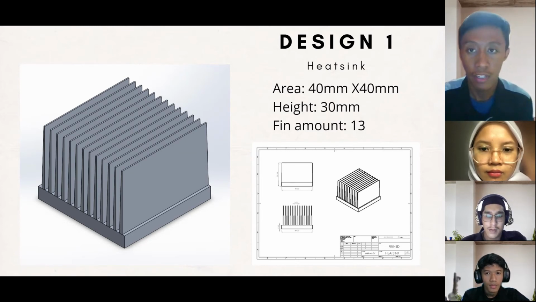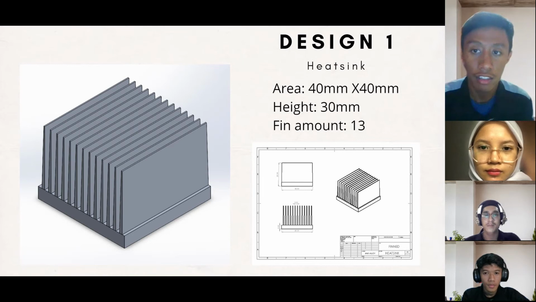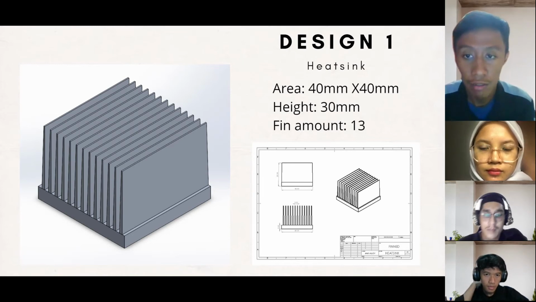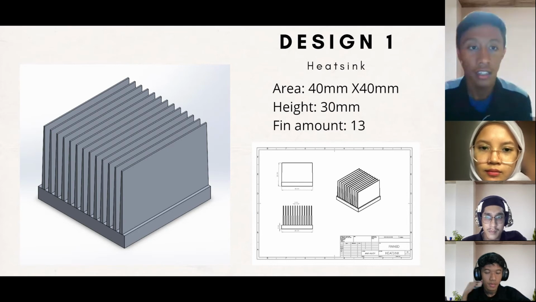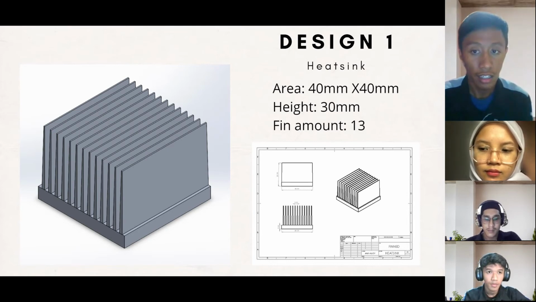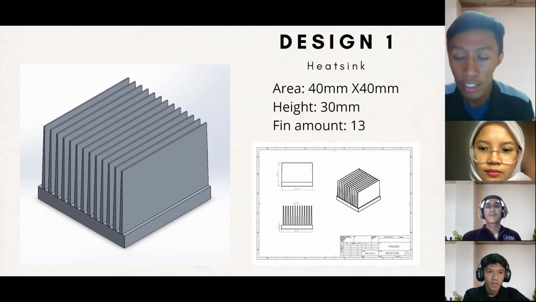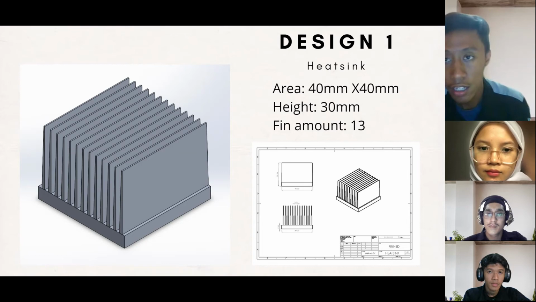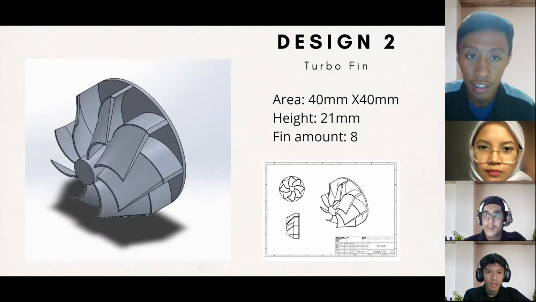The area of the heat sink is: the length is 40 millimeter, the width is 40 millimeter, and the height is 30 millimeter. The fin amount is about 13 fins. As you can see the heat sink in the figure, I also attached the drawing of the heat sink. The next design is the turbo fin.